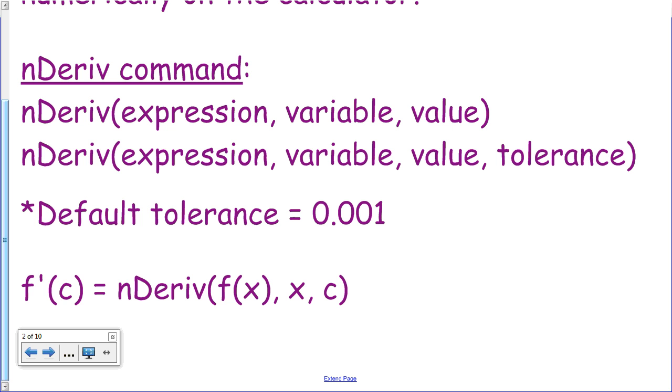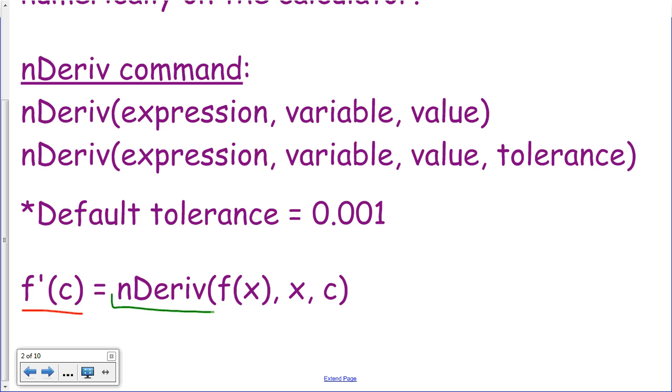One other thing we should note here is the relationship between this nderiv command and finding the derivative at a point that we learned about in the last section. If you recall, f prime of c was defined as the limit as x goes to c of f of x minus f of c all over x minus c. It turns out that's exactly what nderiv does for us. It basically determines a very, very small interval and that slope, the change in the y values over the change in the x values. So I can say here that f prime of c is equal to this nderiv command right here.